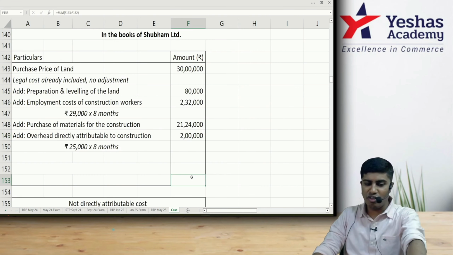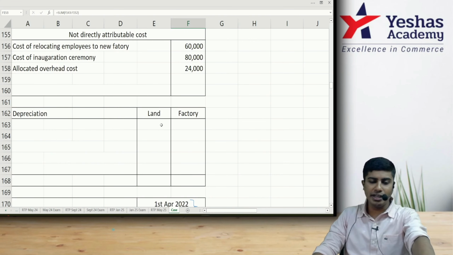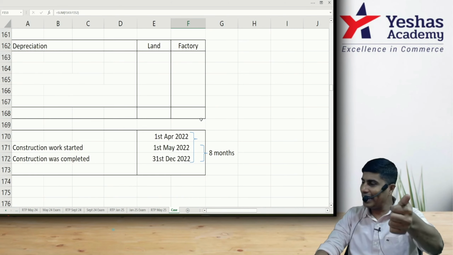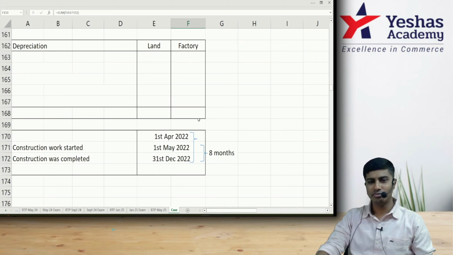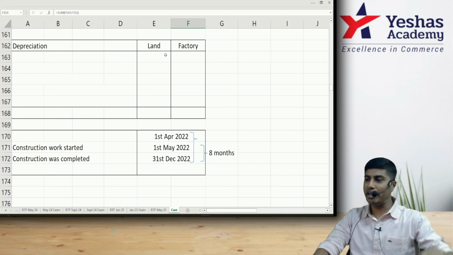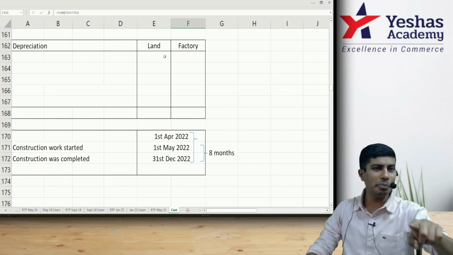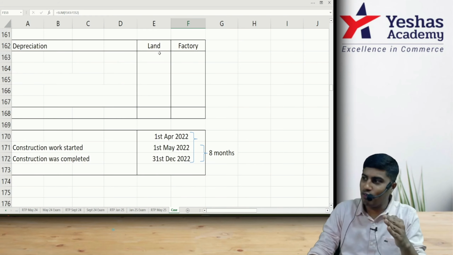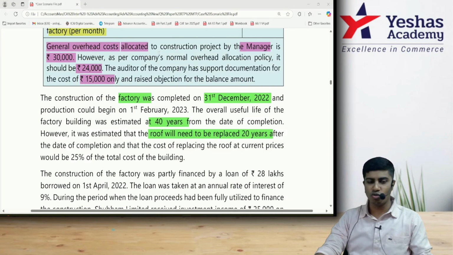Here I'll get the total cost of the factory. That should be split into factory, which is roof and rest of the factory separately. You get it? And I would have to also separate land. Why? Land, no depreciation. Factory, two bifurcations. One part 40 years, one part 20 years useful life.